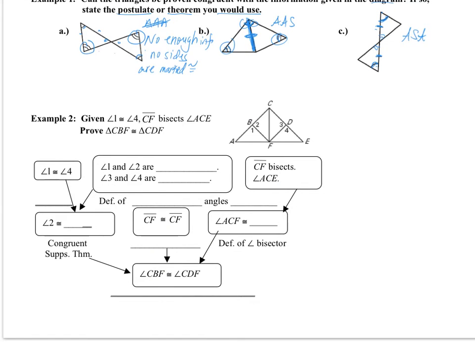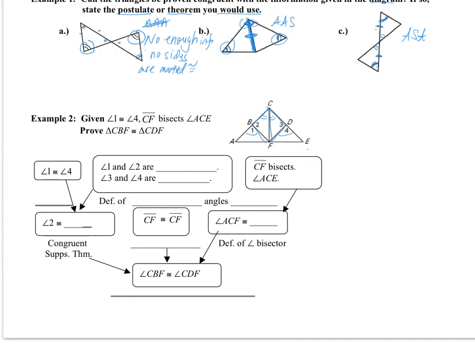Okay, so now I'm going to show you the flow proof. Angle 1, given, angle 1 is congruent to angle 4. I'm going to mark it in the picture, and side CF bisects angle ACE. So I'm going to mark that in my picture as well. I want to prove that triangle CBF is congruent to triangle CDF.